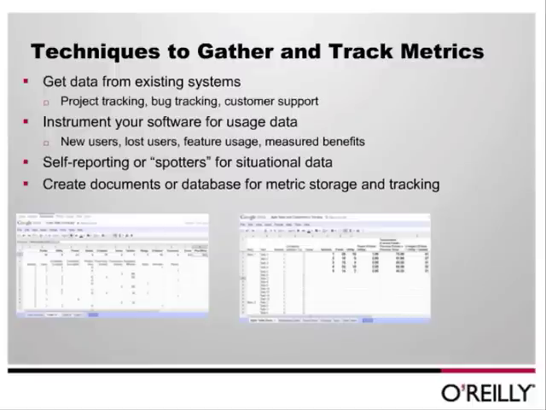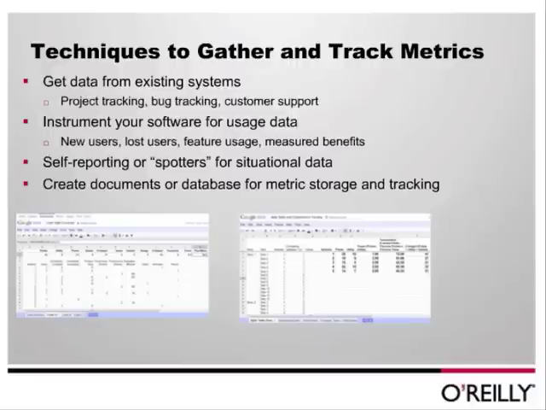So again, the important thing is you don't have to have exact numbers, and therefore you can use your existing systems. You may be able to get some of the numbers out of your project tracking or bug tracking systems. You may be able to get data, and in fact a very useful way to get a lot of data on response is just by instrumenting your software and making sure that your software reports back centrally data that would be useful to analyze how well the software is being used or how benefits are being delivered.